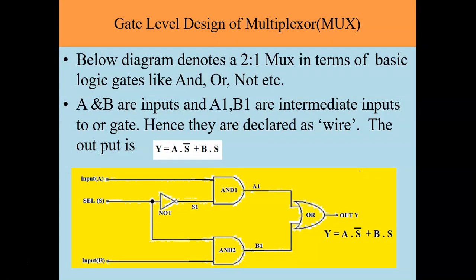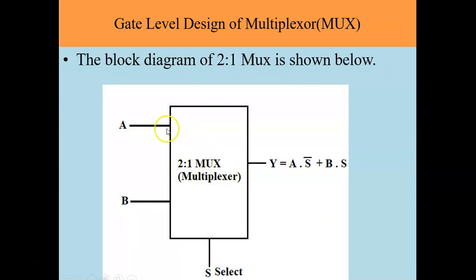Similarly, another example, a mux. A gate level example for a mux. It is a 2:1 multiplexer. That means you will have 2 inputs, out of which we select 1. For this, you will have a select pin. You will have 2 inputs and 1 output. First, I will show you the block diagram. A and B are the inputs, S is the select pin, Y is the output.